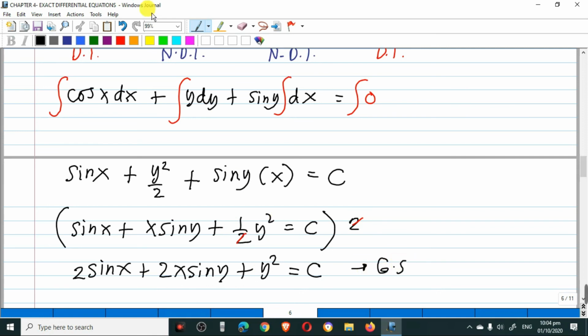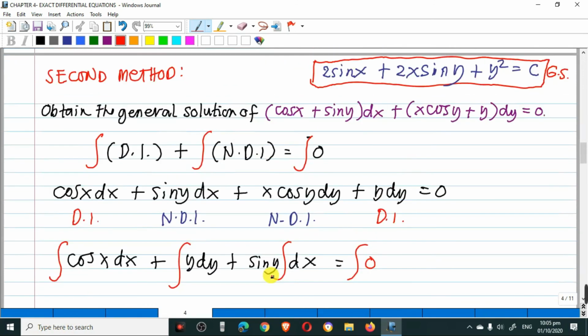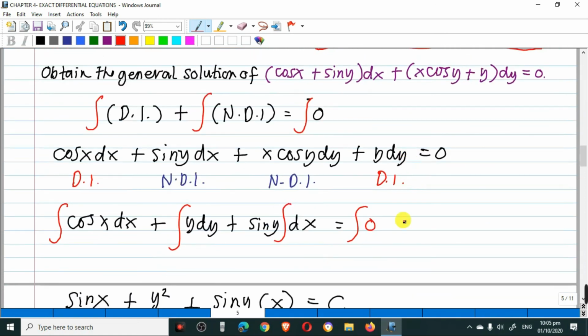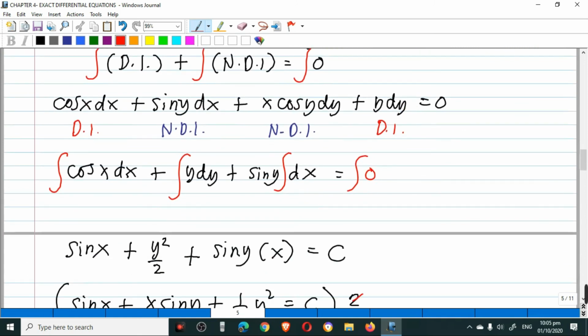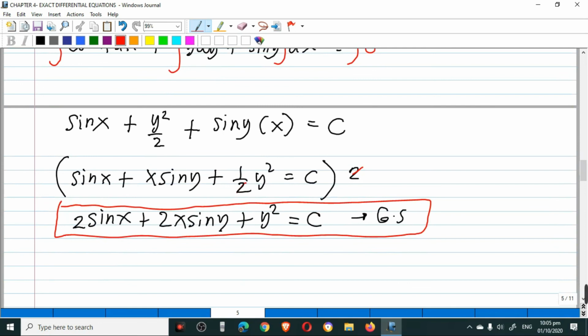So, tingnan natin kung same values nga yung ating nakuha using the first method and the second method in determining the general solution of an exact differential equation. So, 2 sine of x plus 2x sine y plus y squared is equal to c. Same values lang, okay? Same ang sagot natin, therefore, tama yung ating solution under method number 1 and also method number 2. So, this is the solution of an exact differential equation.